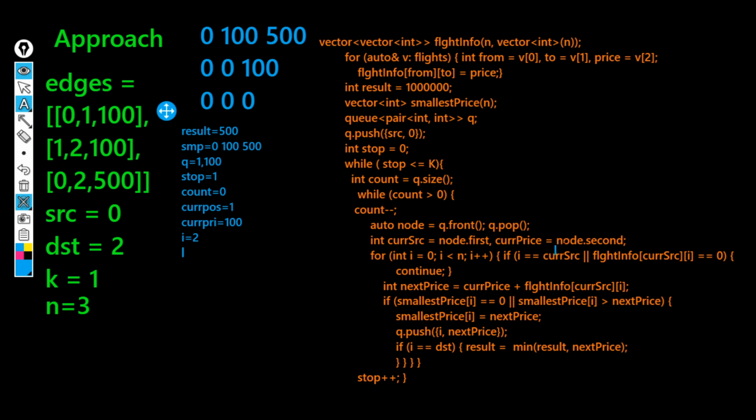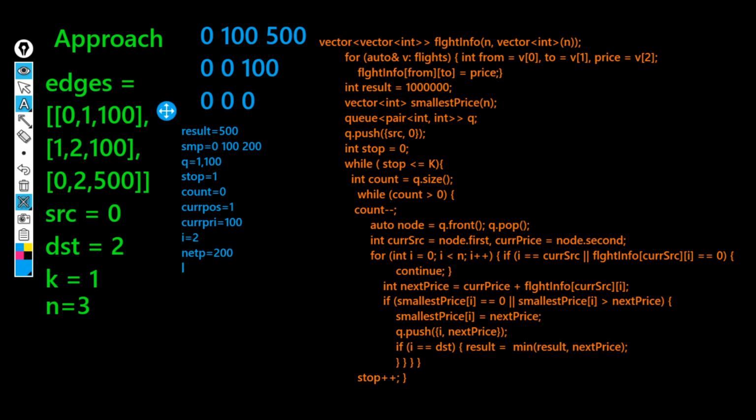So for 2, this is false and this is also false, so the main part runs. Now next price will be initialized as the current price, which is 100, plus the price of this index I, so combinedly it will be 200. Now it will be checked whether this third index value is greater than this value. In this case it is greater, 500 is greater than 200, so it will be updated as 200.